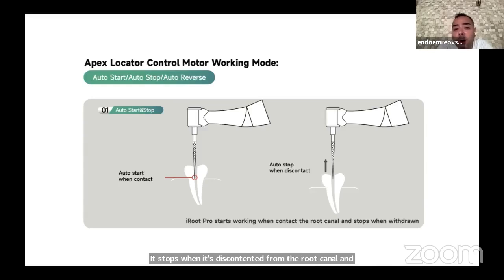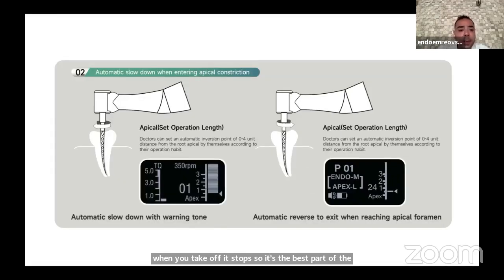Most of the endomotor producers try to make this, but in some brands you cannot see that clearly. But this works very clearly. When it contacts, it starts. When you take off, it stops. So it's the best part of the iRoot Pro.